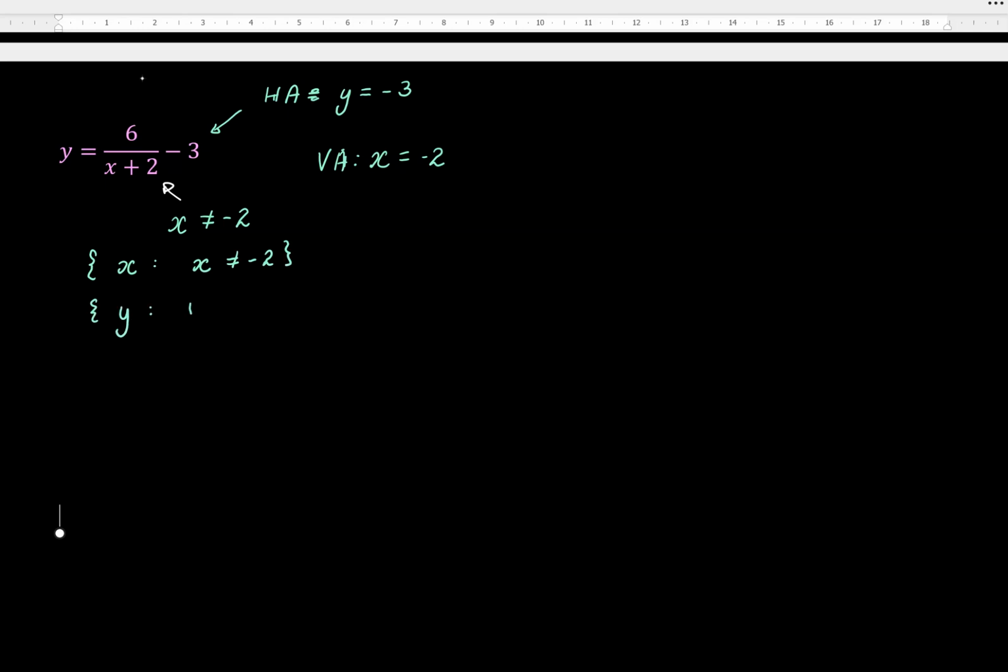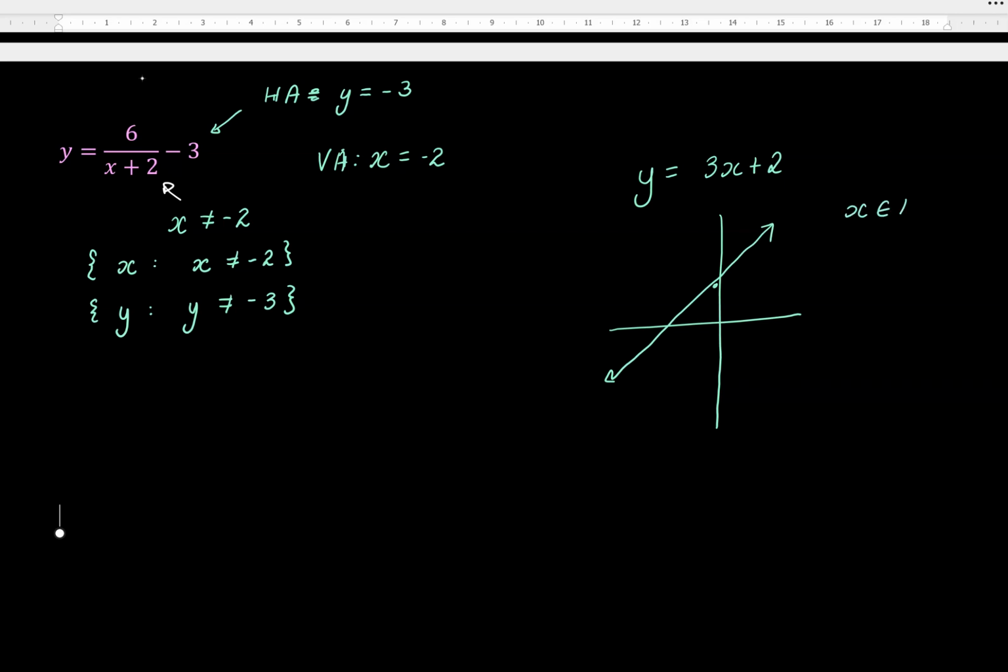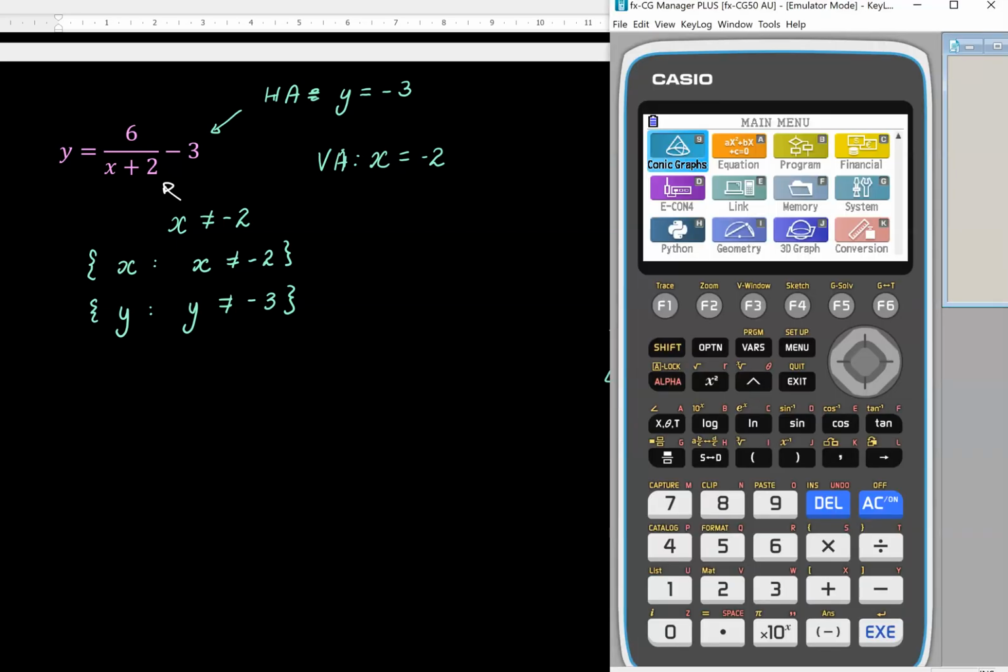And our y values would be the range: y cannot equal minus 3. I hope you realize that if we had a function like y equals 3x plus 2, and we didn't have any limitations on that, so it's positive slope, going onward and onward, then how do we say that x could be any number? That's just coming down to your notation. So that's how we write x could be any real number, and we do the same for your y value.